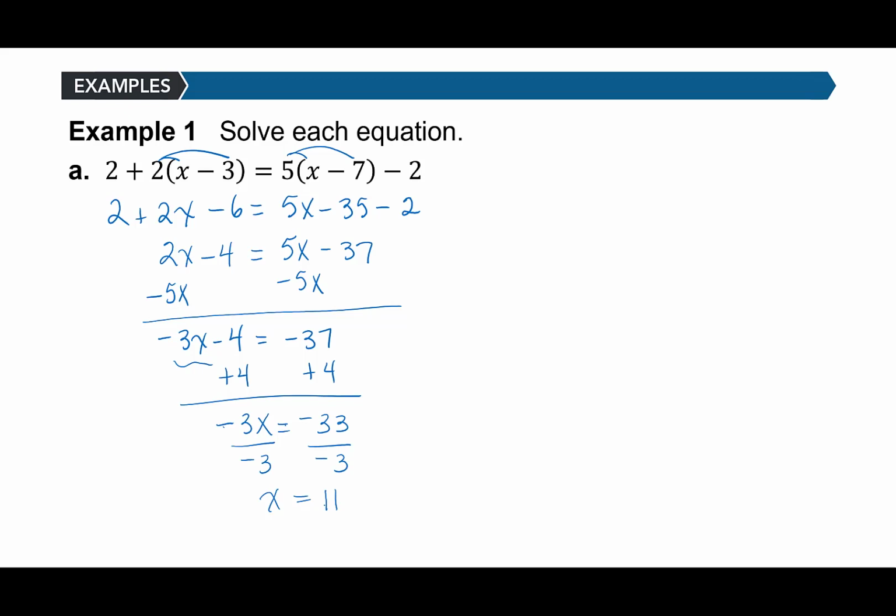If I want to check my work, I could plug the 11 in to each occurrence of the variable, see that I get the left side equal to the right side. I'm going to trust the process right now, and that would tell me that the solution set is the set containing 11.